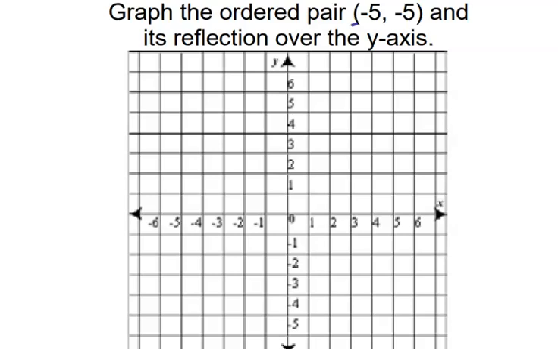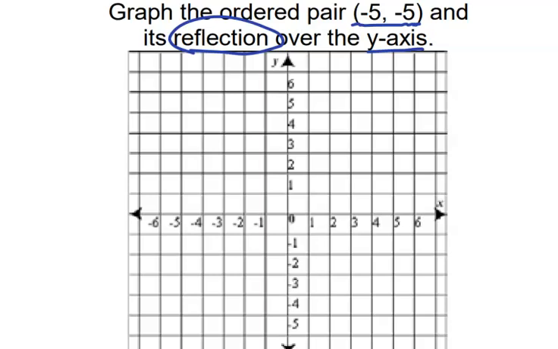Graph the ordered pair -5, -5, and its reflection over the y-axis. It always has us reflect over the y-axis, which is kind of cool. It's always left and right. If they told us to reflect over the x-axis, it would be up and down, right?